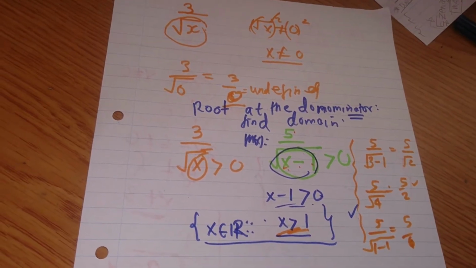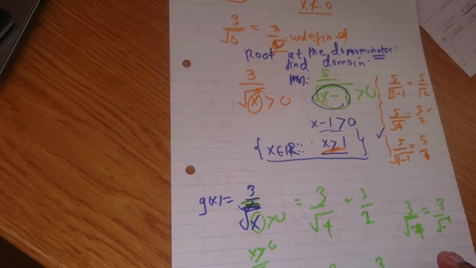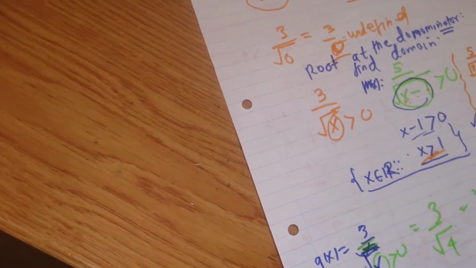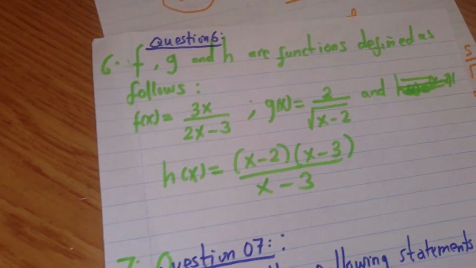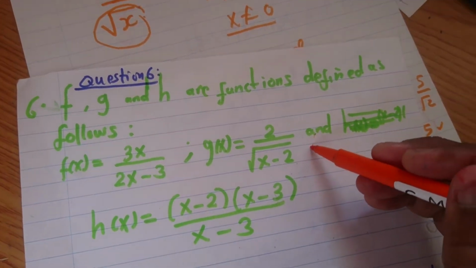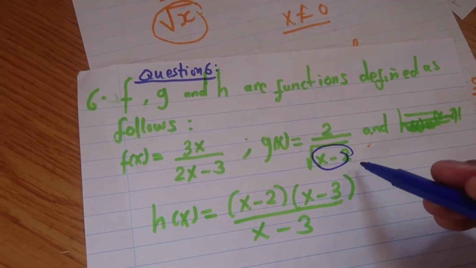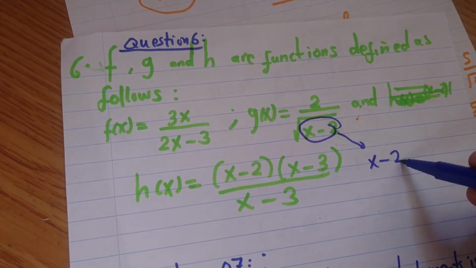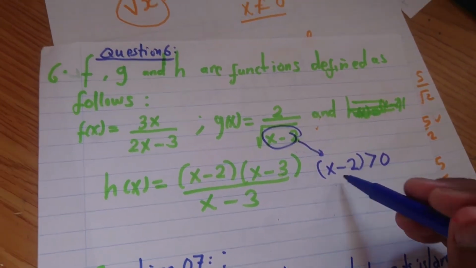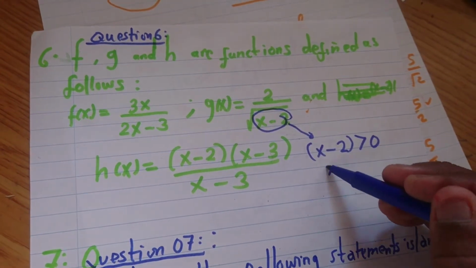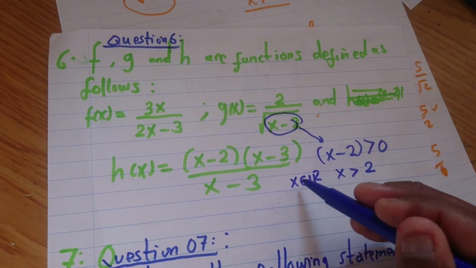Now we go back to our question, because that was not part of the question. Now this is the question right here. To answer the question, we take the whole denominator of x, which is this one, and you have to say greater than 0. So we say x minus 2 must be greater than 0 for the function, because there's a root at the denominator. So we say x must be greater than 2, and x is an element of the real numbers.